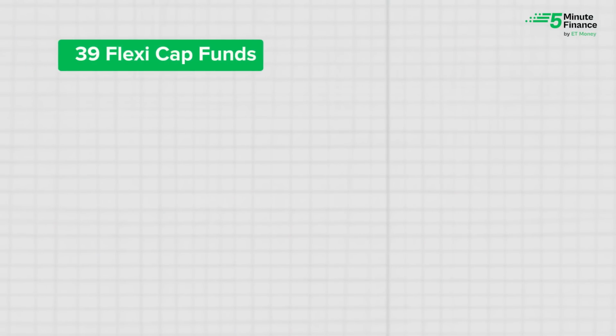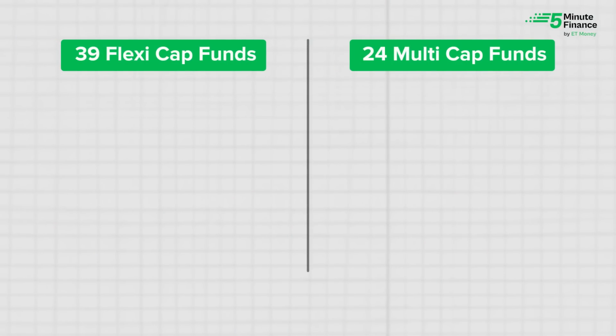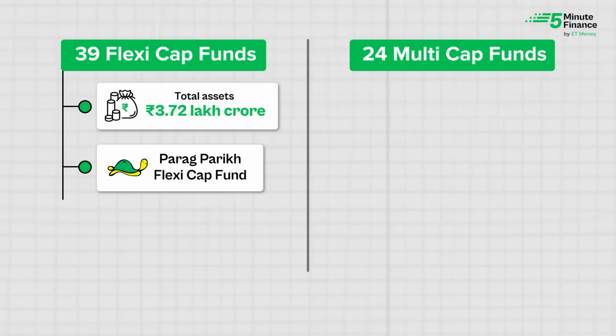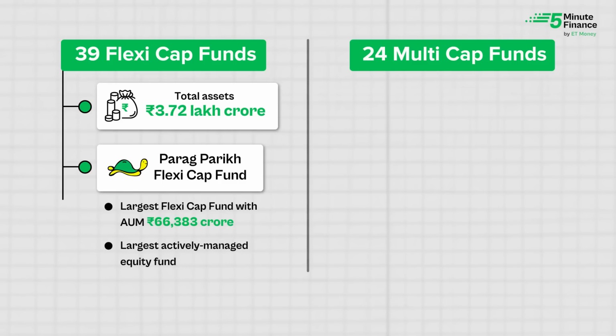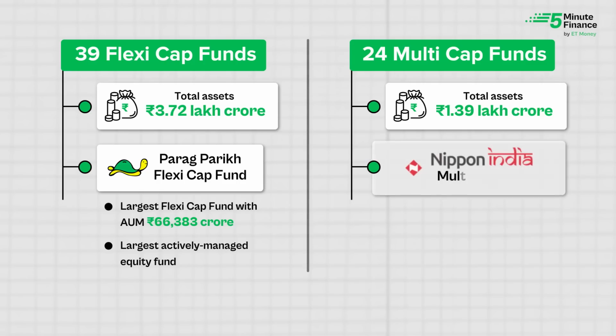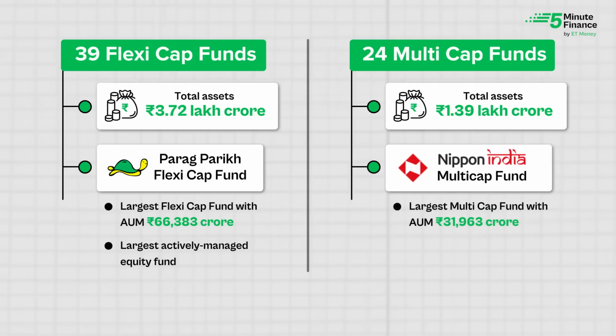Now there are 39 Flexi Cap funds and 24 multi-cap funds. The Flexi Cap funds category is the largest and the most popular one in the equity space, holding assets worth 3.72 lakh crore. Parag Parikh Flexi Cap Fund with assets worth 66,383 crore is the largest Flexi Cap fund, in fact, the largest actively managed equity fund as well. The 24 funds in the multi-cap space hold assets worth 1.39 lakh crore, where Nippon India Multi-Cap is the largest fund with assets worth 31,963 crore.